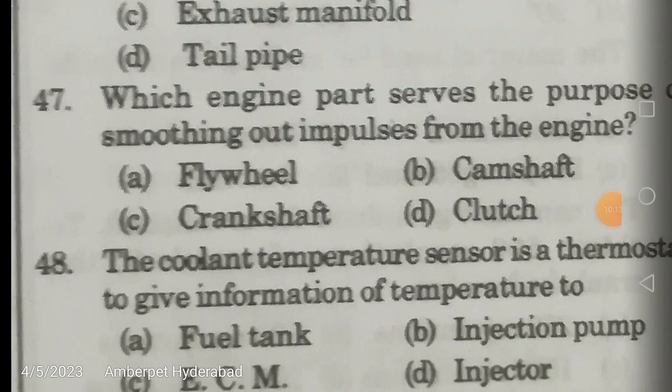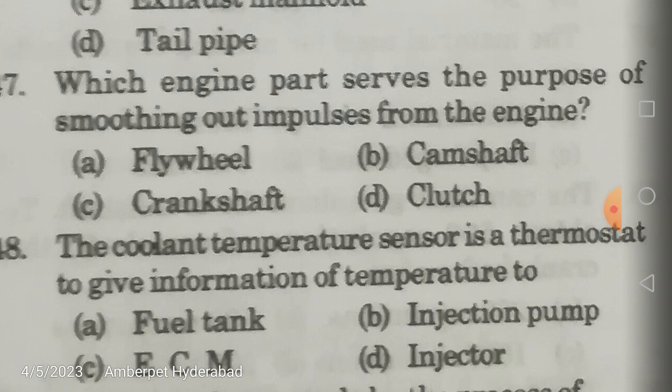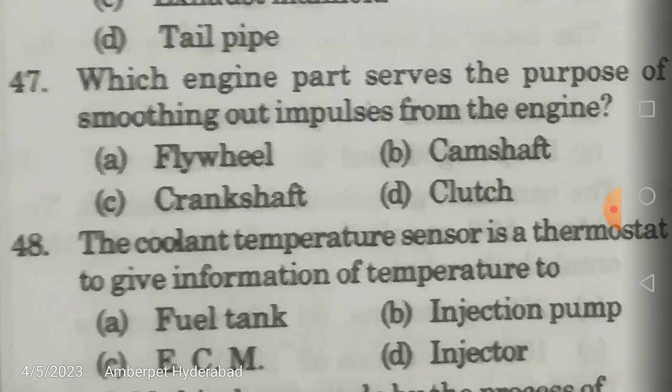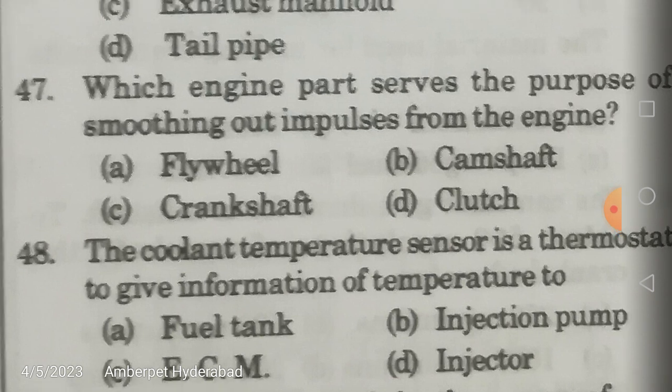Now, which engine part serves the purpose of smoothing out impulses from the engine? Is it flywheel, camshaft, crankshaft or clutch? Clutch is used to engage or disengage the driver and driven shaft, that is your gearbox shaft and your engine shaft, at the will of the operator or driver. Crankshaft is the output shaft where we get the output power, that's called your brake power. What is your indicated power? It is the power generated in the cylinder with the combustion of the gases.